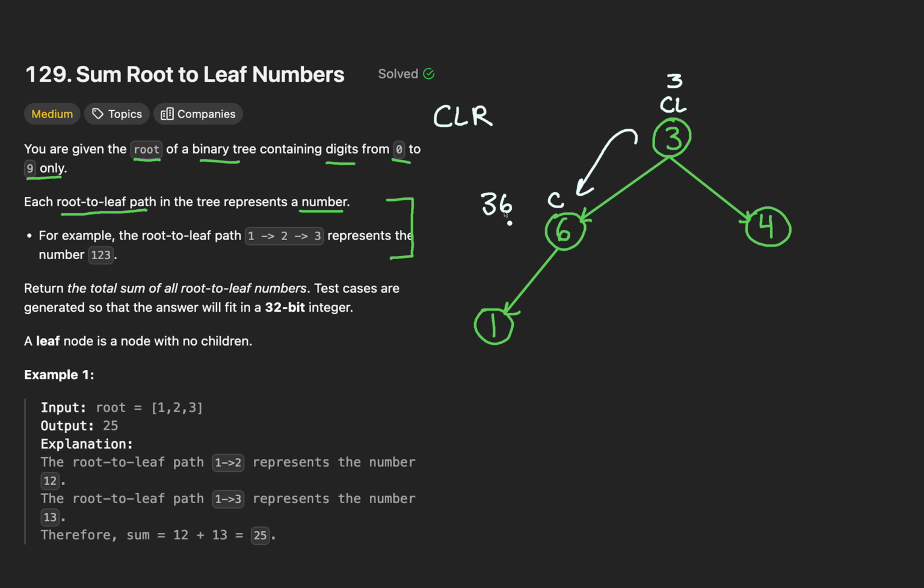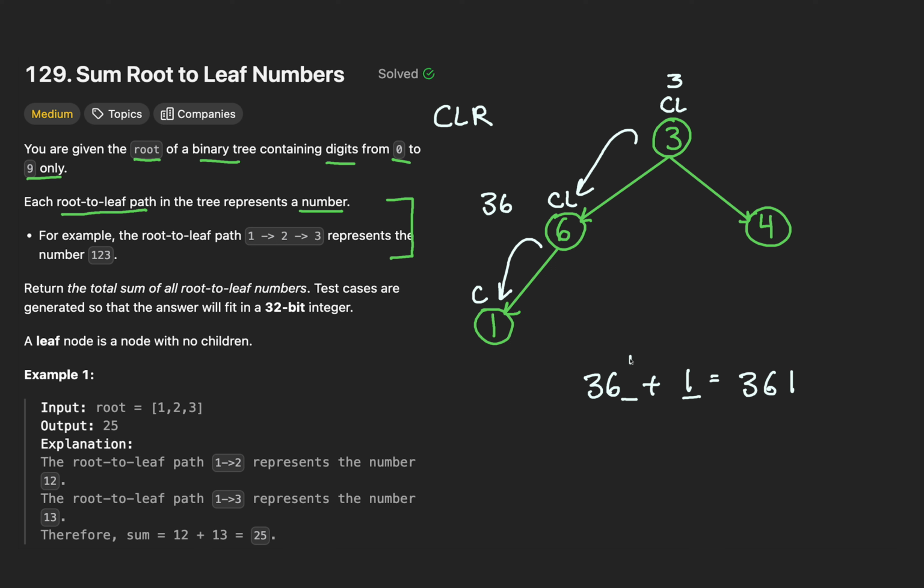36. Next question, are we at a leaf node yet? Nope, node 6 has a left child of node 1. We move on in our pre-order, where we must go to the left subtree to that node, node 1, to be processed. Here, let's try to apply the same math. We have a current sum of 36 that we passed, and we want to concatenate the node value of 1 to ultimately get 361.